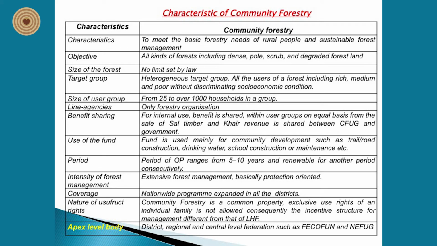Nature of usufruct rights: community forestry is common property, and exclusive use rights of an individual family are not allowed. Consequently, the incentive structure for management is different from the livelihood. Apex level district, regional and central level federations, such as FECOFUN and NEFUG at the national level, and district chapters of FECOFUN at the district level.